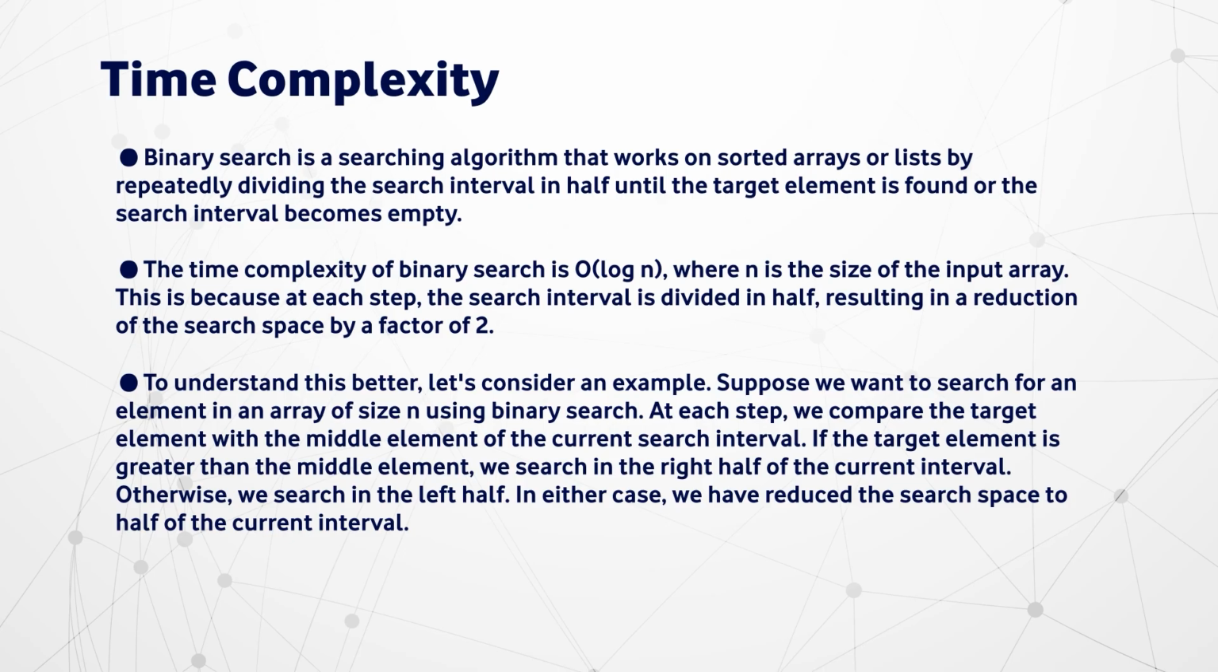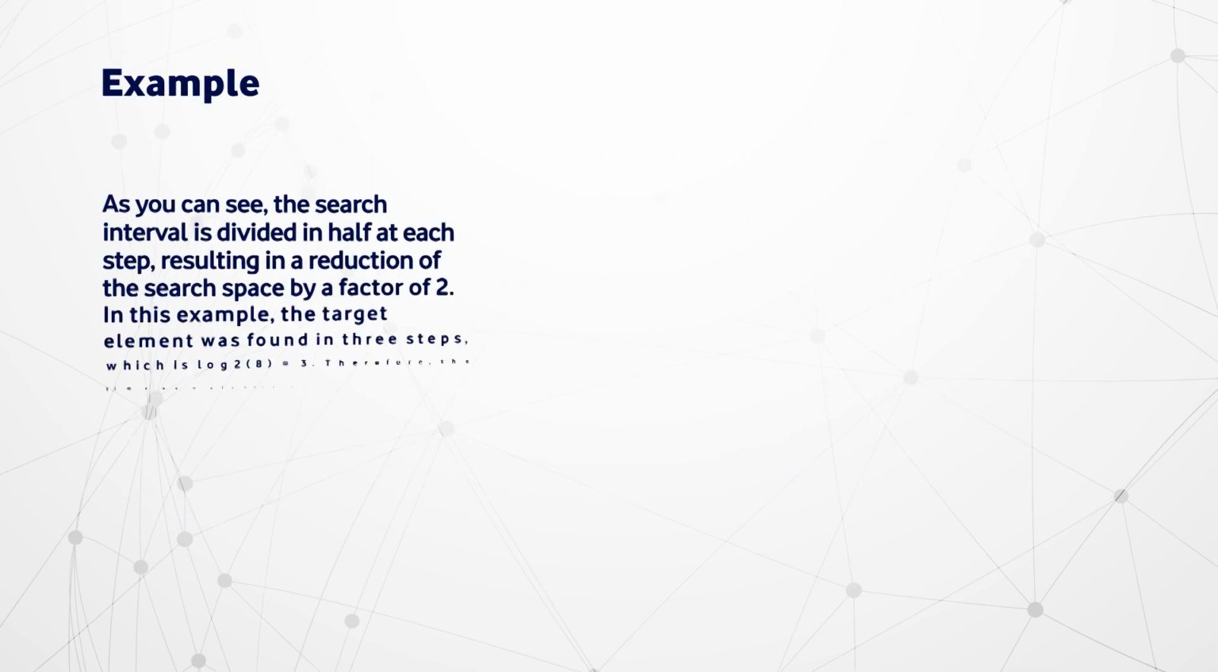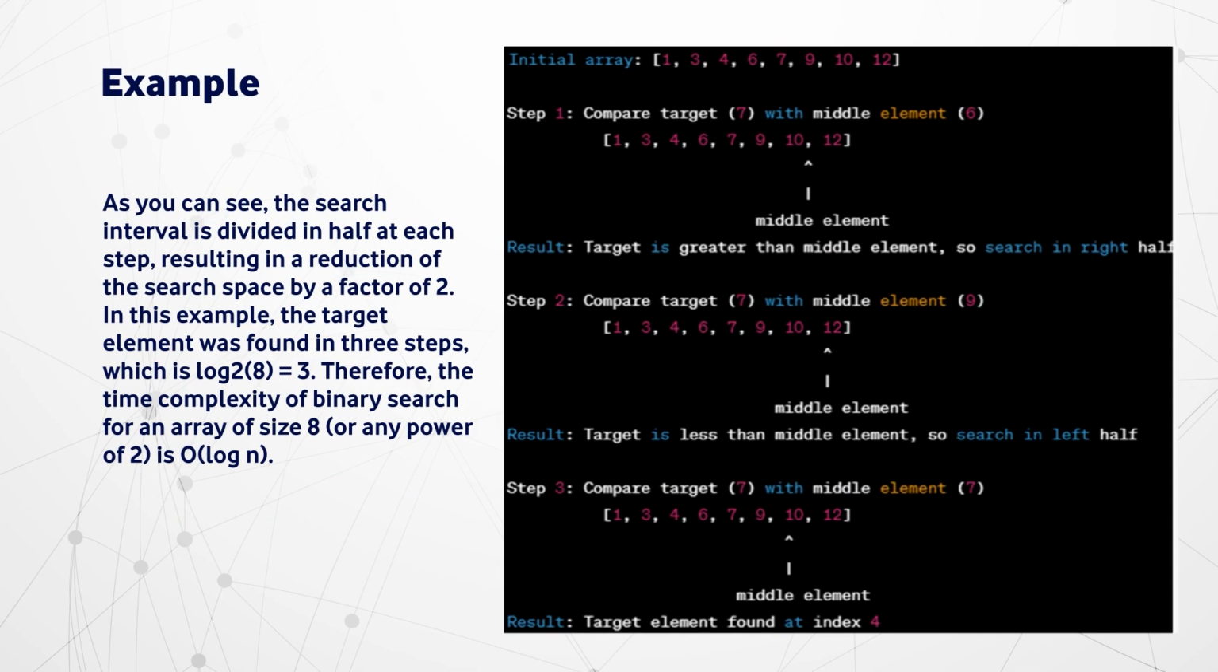So log of n means, if I give you an example here, in this example, if you want to find the element 7, you start with the mid element, because the initial array is starting from 0. If you compare 7 with the middle element, which is here 6, the 7 is greater, so it means your answer lies in the right part of the list.